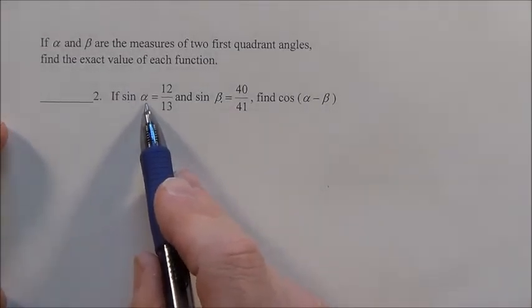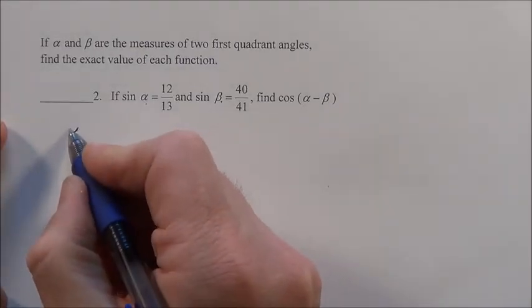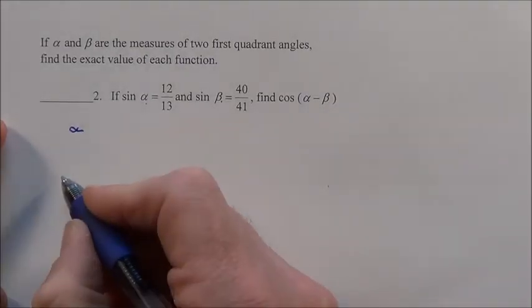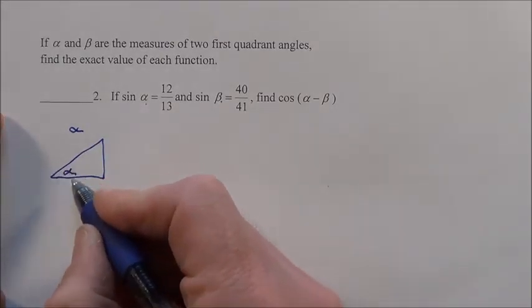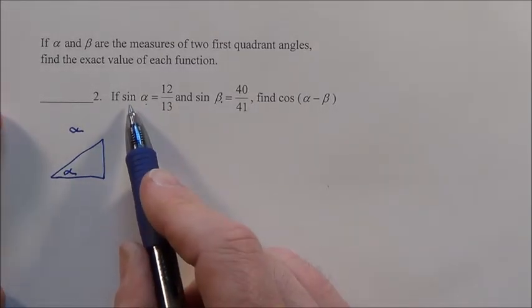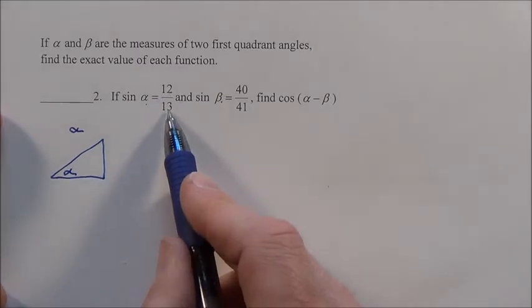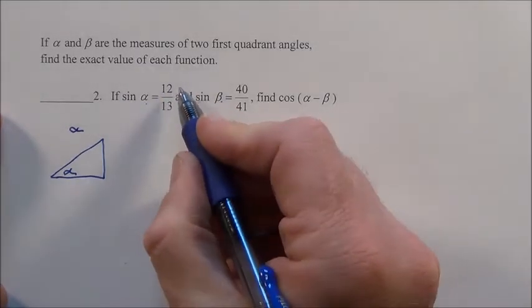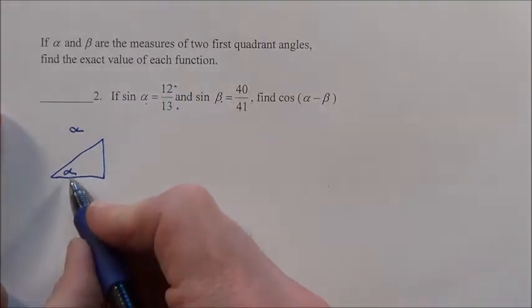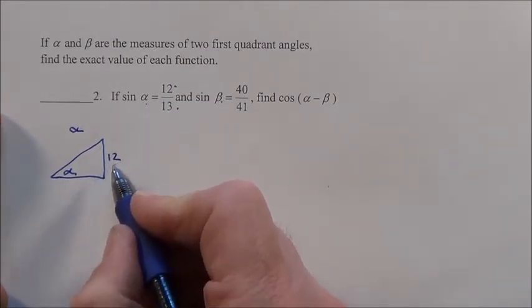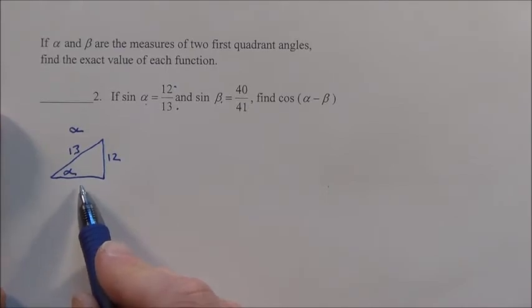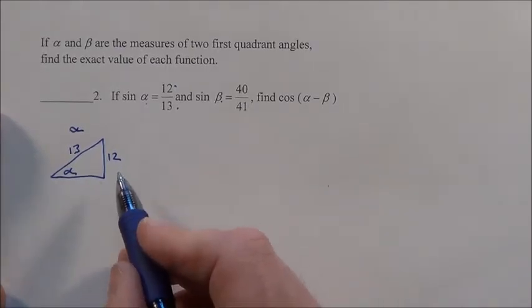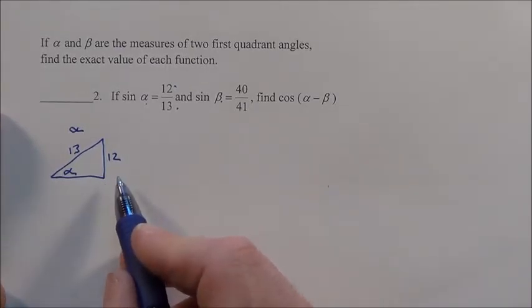So let's look at the alpha triangle. Here's the alpha triangle. It's in the first quadrant, so it's like this. Here's alpha. It says the sine is 12 over 13. So sine is always the opposite over hypotenuse. So opposite is 12, hypotenuse is 13. We're going to need to find this bottom piece. Well, we'll use the Pythagorean theorem every single time.